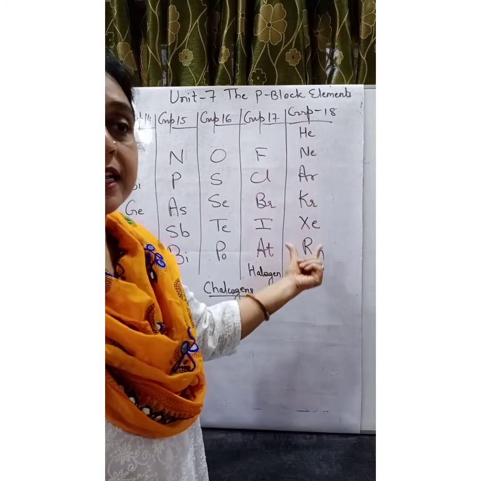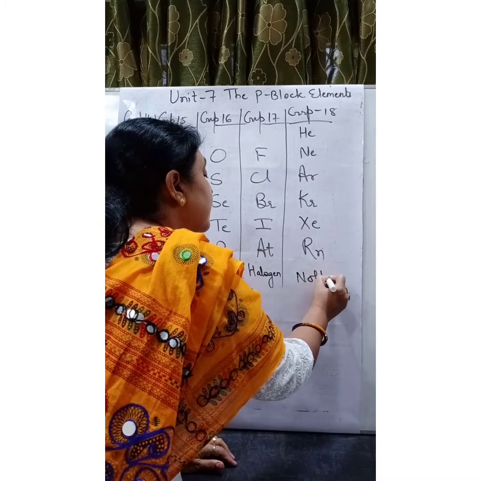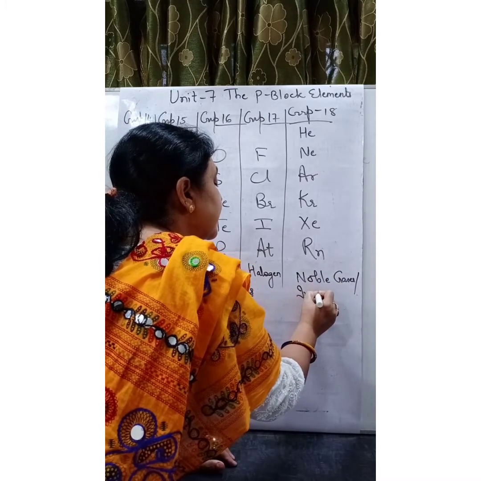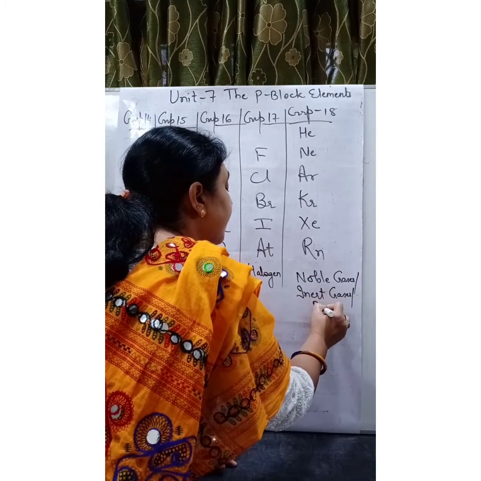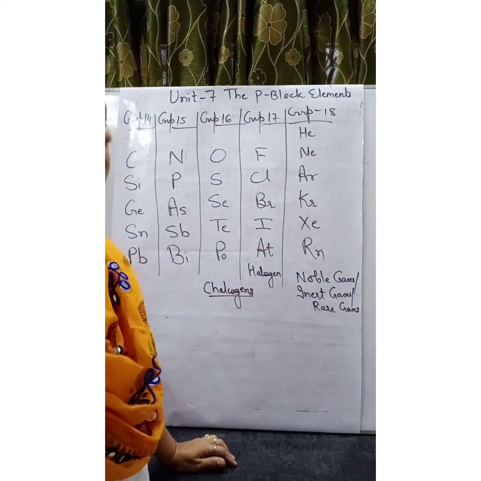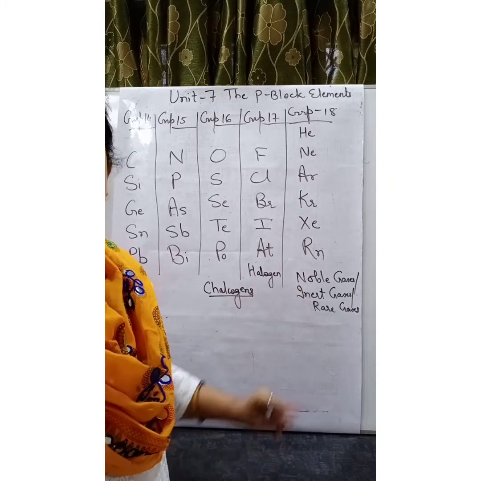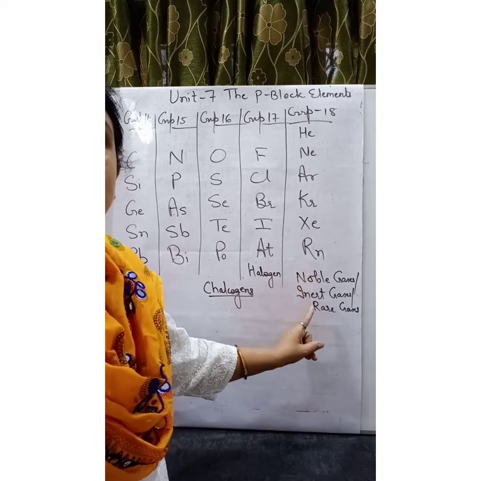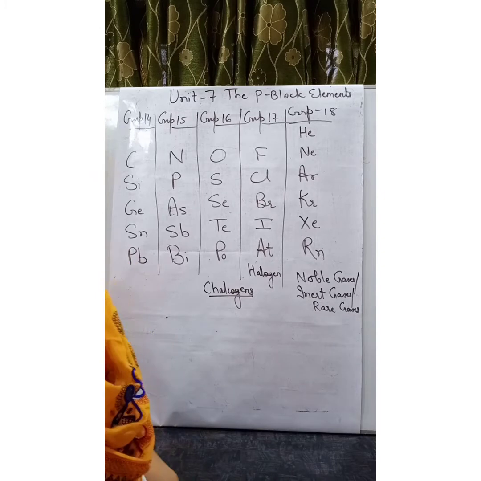Group number 18 is popularly known as noble gases. We also call them inert gases or rare gases. They are noble or inert because of their completely filled configuration. They are chemically non-reactive and are found in very small percentage in the atmosphere.